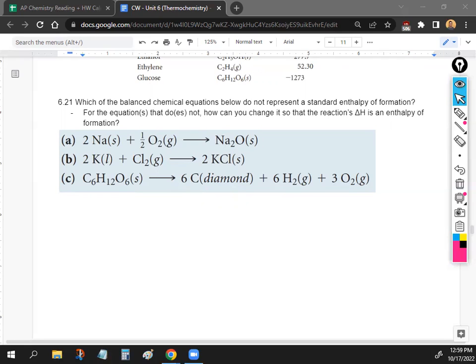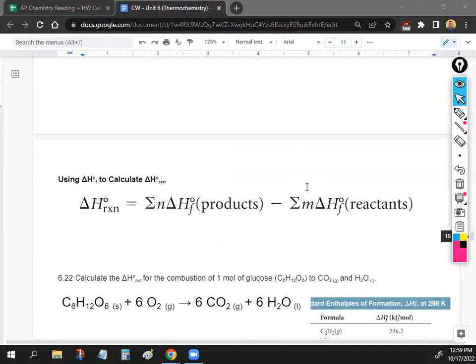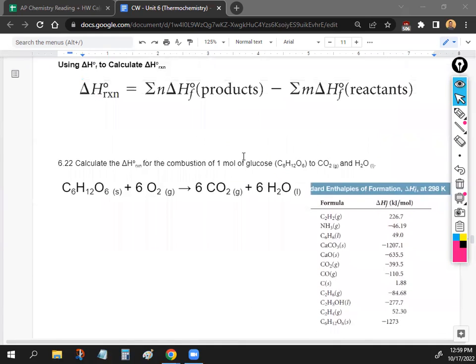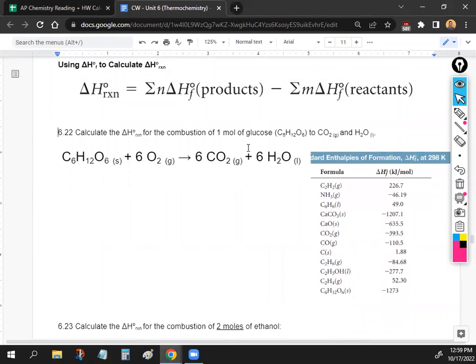Okay, guys. Now, fun part. We are going to be using the compounds and their enthalpies of heat to calculate the enthalpy of the reaction. It's extremely fun. It's like a game. A very fun game.